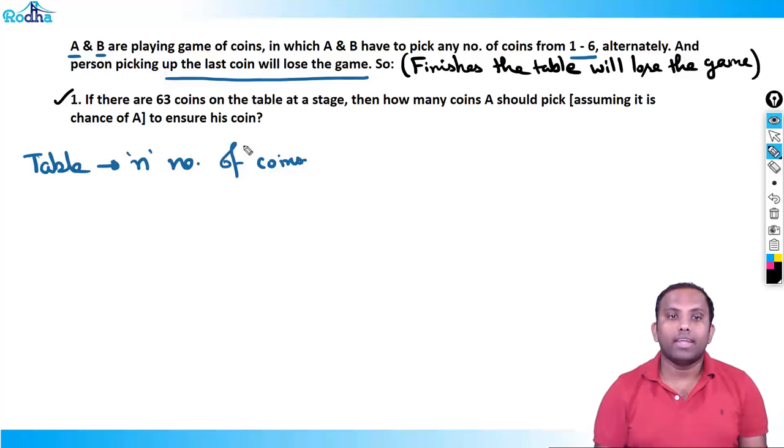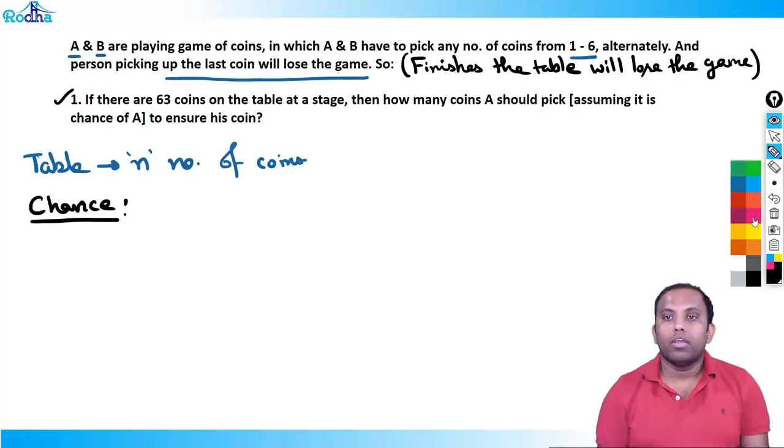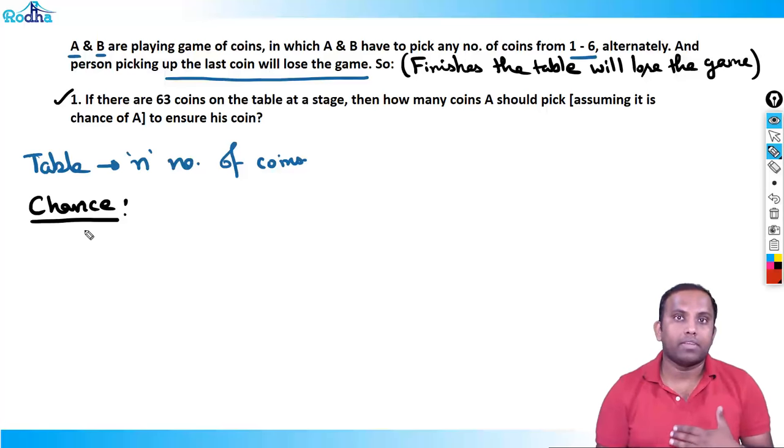So how to start thinking is basically like this. Suppose whosoever's chance it is, I'm thinking in that perspective. I'm going by the chance of the person, whosoever chance it is. So let's say right now it is my chance.